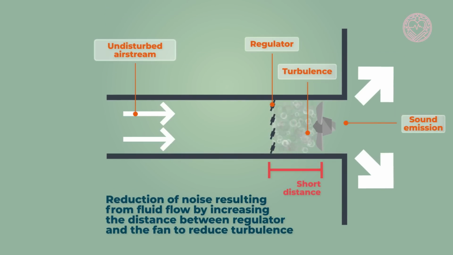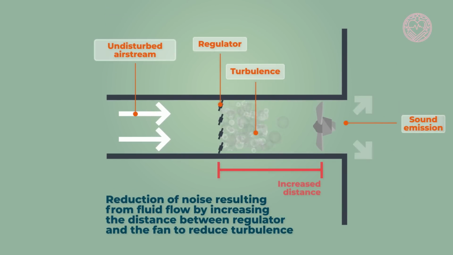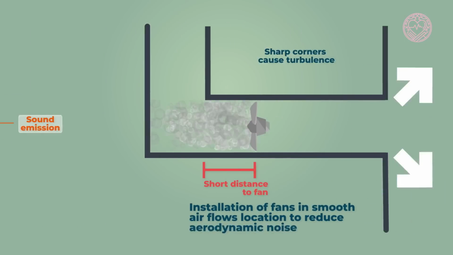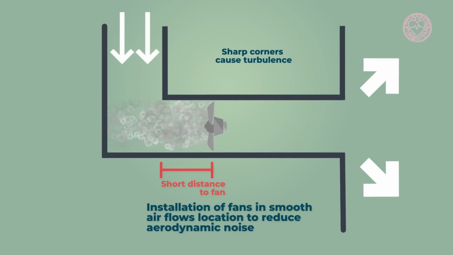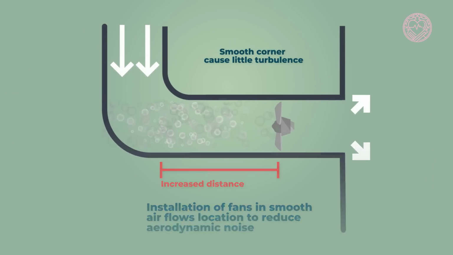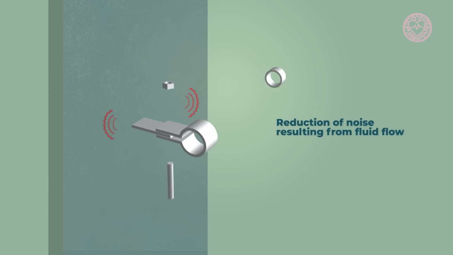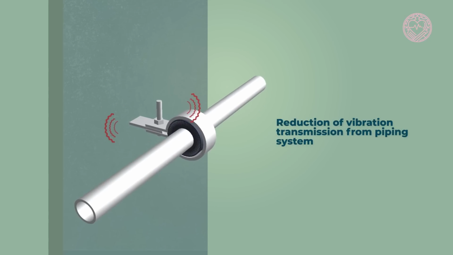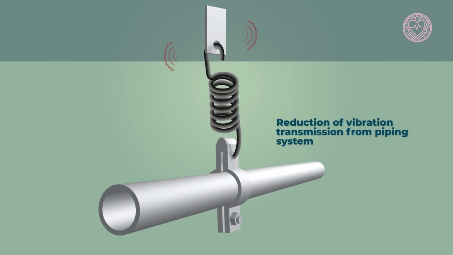Reduction of noise resulting from fluid flow by increasing the distance between the regulator and the fan to reduce turbulence. Installation of fans in smooth airflow locations to reduce aerodynamic noise. Reduction of noise resulting from fluid flow. Reduction of vibration transmission from piping systems.